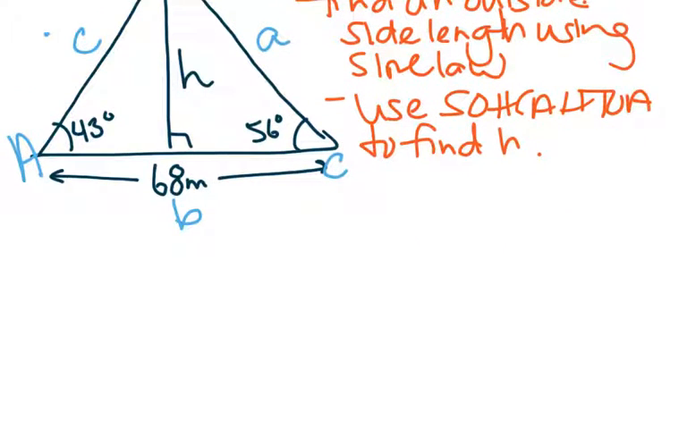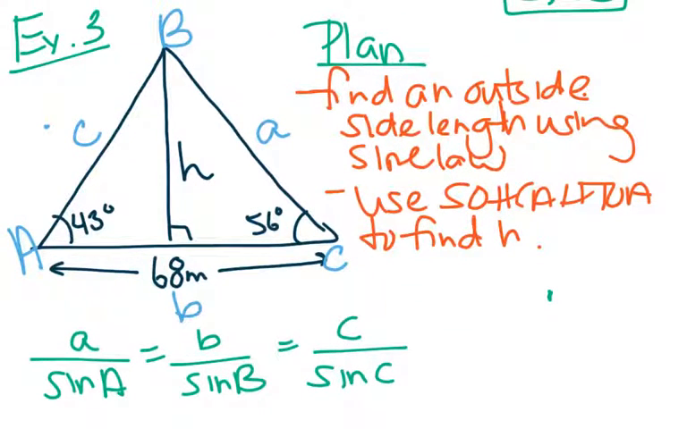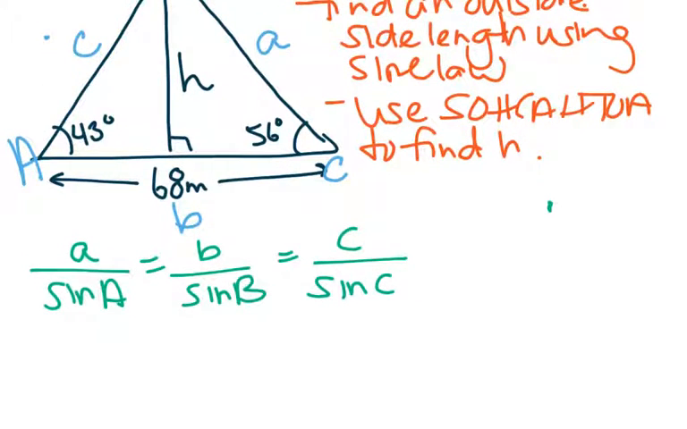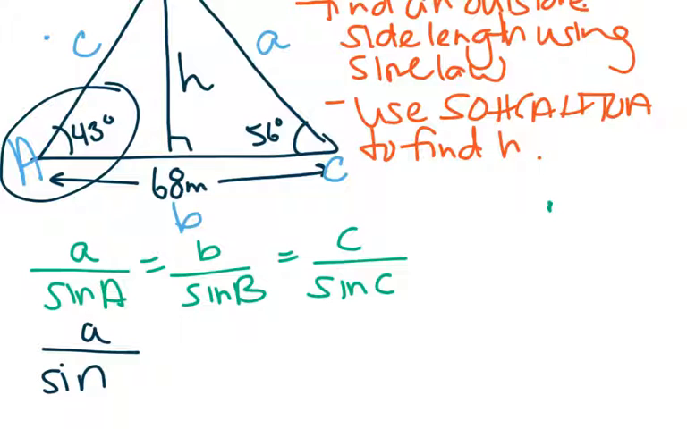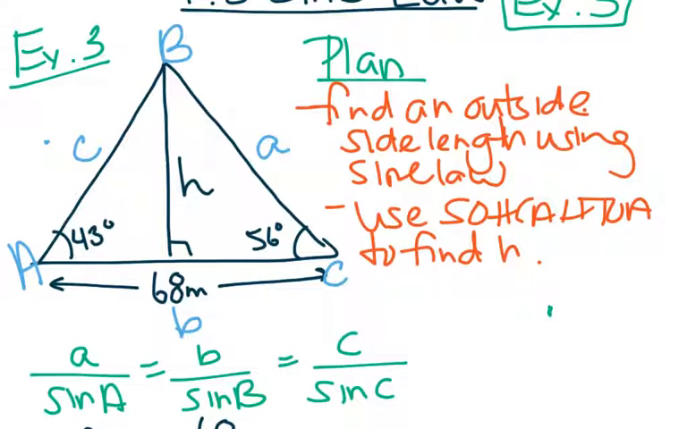Now let's write out the sine law. We've got little a over sine of big A equals b over sine of big B equals c over sine of big C. We're going to plug in what we know. Let's start with little a first. Little a we do not have, so we're just going to leave it as little a. So we have little a all over sine of big A. Do we have big A? Yes, we do. It's 43 degrees. And little b, do we have it? Yes, we do. It's 68, all over sine of big B.